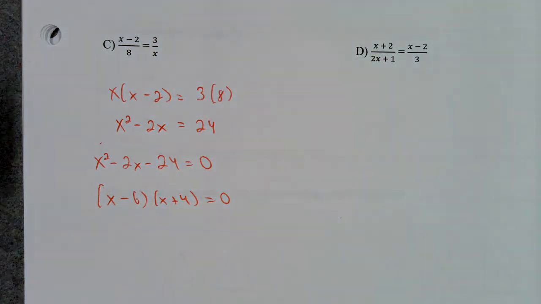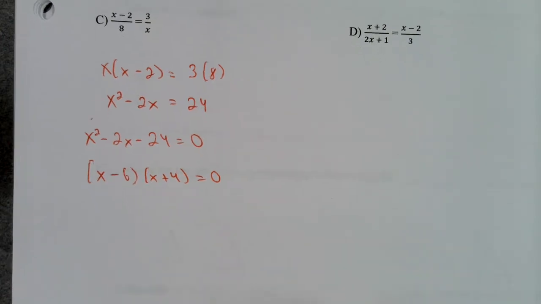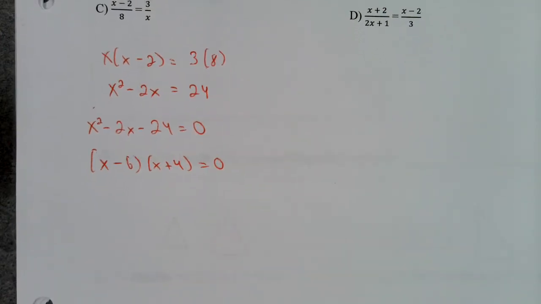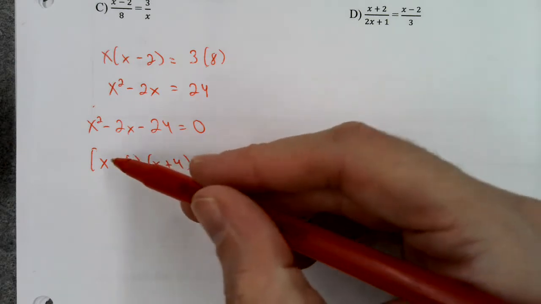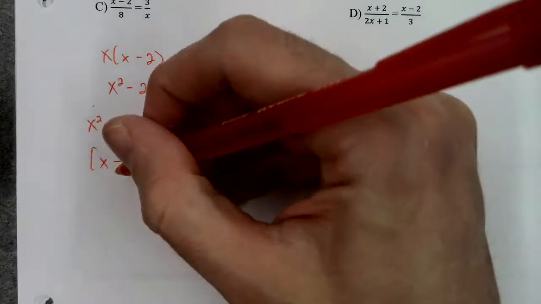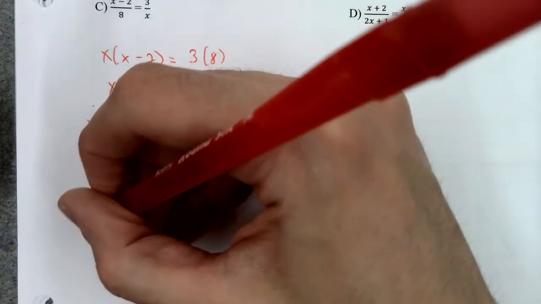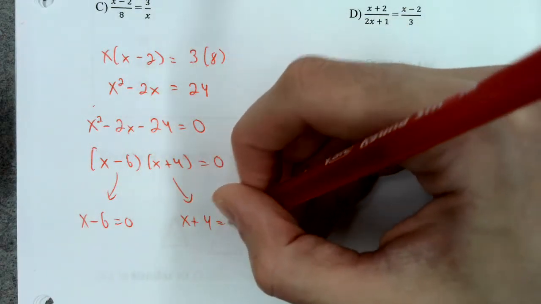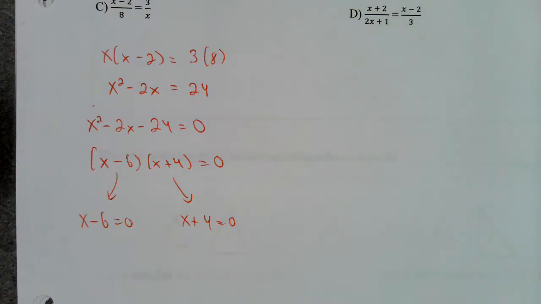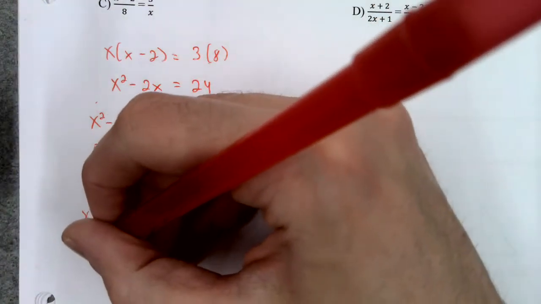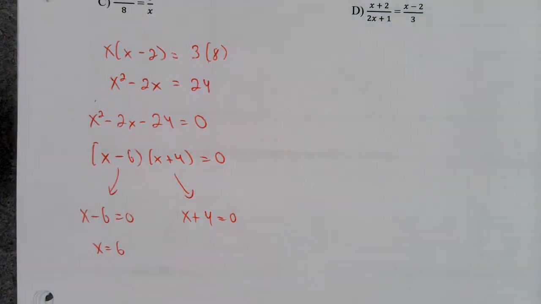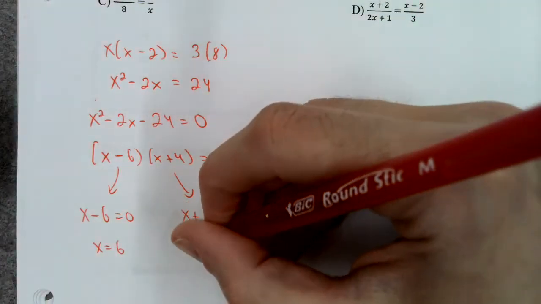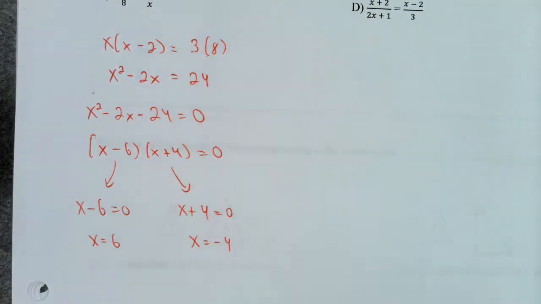It's going to be x minus 6 times x plus 4. And now if you want to solve this equation, you're multiplying two factors to get 0. So one of the factors must be 0. Either x minus 6 equals 0 or x plus 4 equals 0. Solve each equation. X equals 6. X equals negative 4.